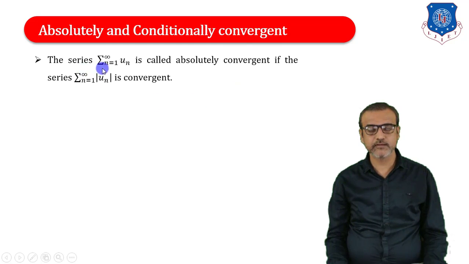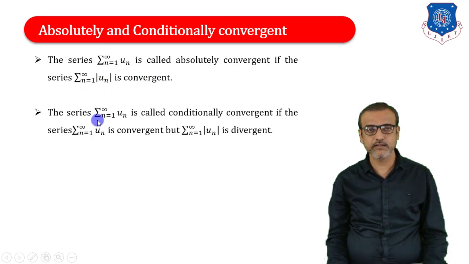The series sigma n is from 1 to infinite un is called absolutely convergent if the series sigma n is from 1 to infinite modulus of un is convergent. The series sigma n is from 1 to infinite un is called conditionally convergent if the series sigma n is from 1 to infinite un is convergent, but sigma n is from 1 to infinite mod un is divergent.